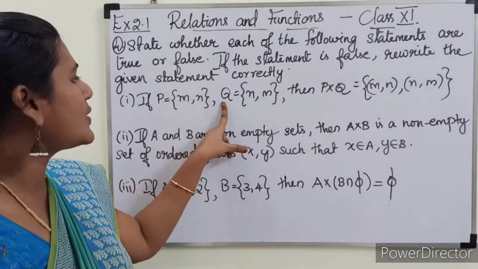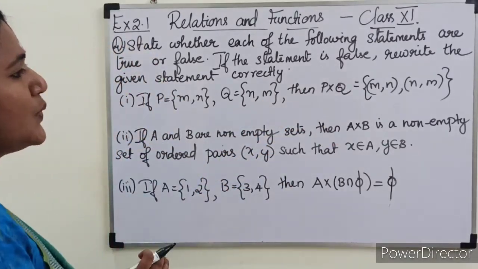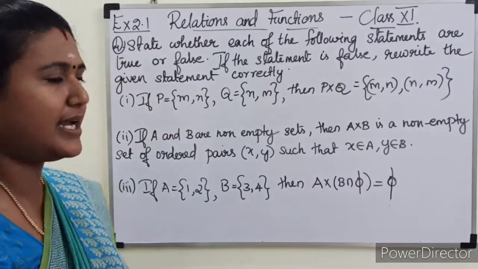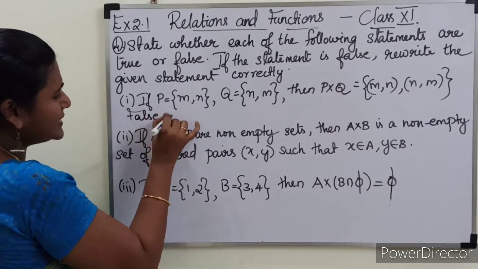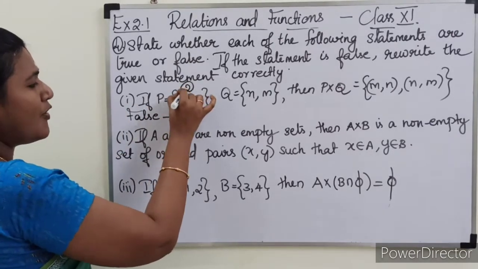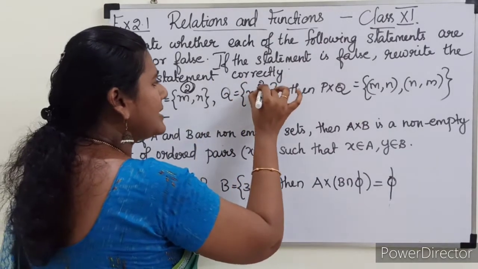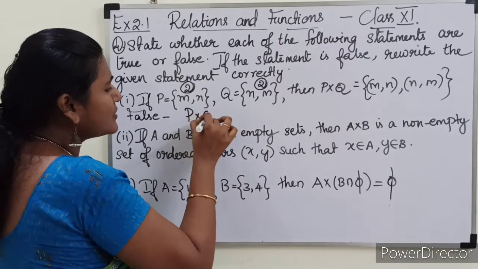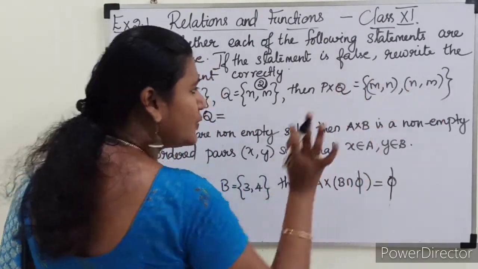and Q is equal to {n, m}, then P cross Q is equal to {(m, n), (n, m)}. Is it correct? No. This statement is false, because the number of elements in set P is 2 and the number of elements in set Q is also 2. So definitely P cross Q will have 4 elements. But here we have only 2 elements.